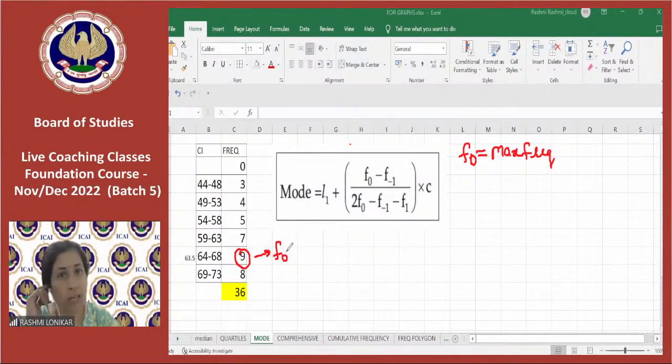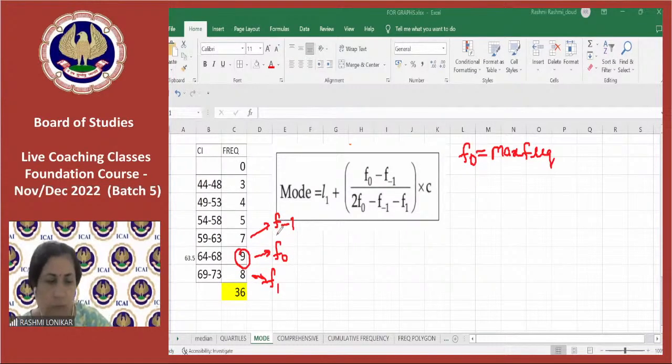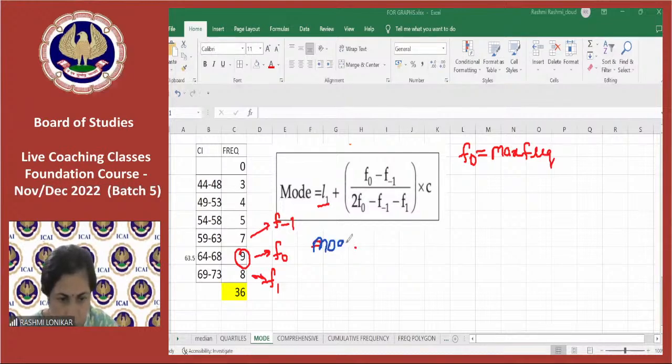Now F of minus 1 is the frequency of the class preceding the modal class. So this is F of minus 1. And post-modal class, F of plus 1. So I have got my F0, I have got my F1, and I have got my F of minus 1 also. Now I need L1. So L1 will be the lower class boundary of the modal class. Okay, so the 64 to 68, it is 63.5. So mode will be equal to 63.5.